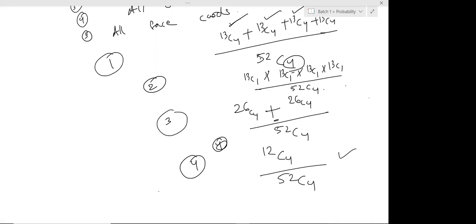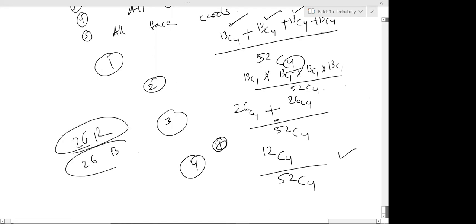Yes, sir. Sir, okay. The third one, how 26C4? See, they are saying all the cards of the same color. So 26 red color cards, 26 black color cards we have. So they can come from either red or black. So 4 cards out of red is 26C4. 4 cards out of black is 26C4. We use addition because they can be this or this.